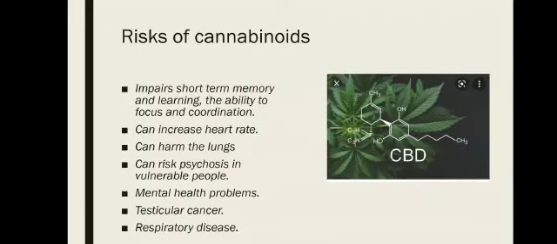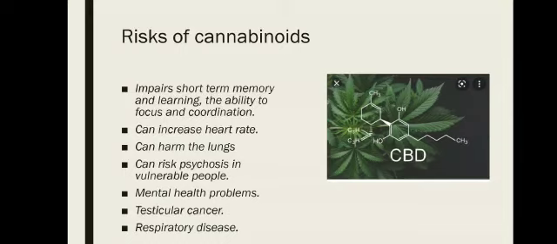There are many risks in using cannabinoids, such as this drug impairs short-term memory and learning, the ability to focus and coordination. It also increases heart rate, can harm the lungs, and can increase the risk of psychosis in vulnerable people. Data suggest that 30% of those who use marijuana may have some degree of marijuana use disorder. People who begin using marijuana before the age of 18 are 4 to 7 times more likely than adults to develop a marijuana use disorder.